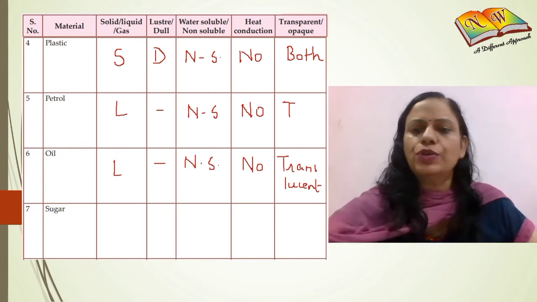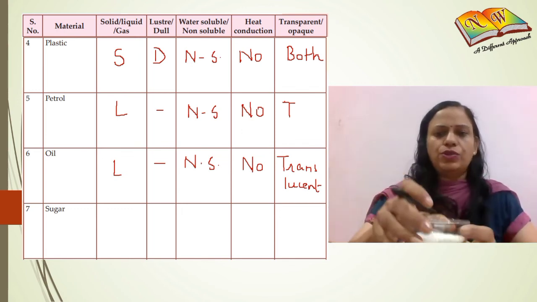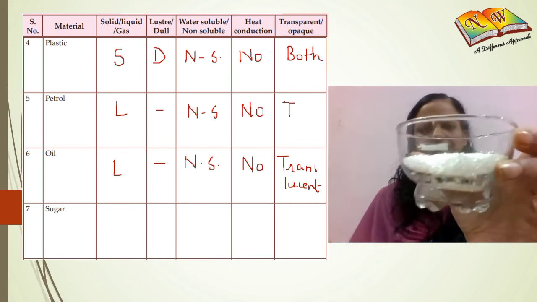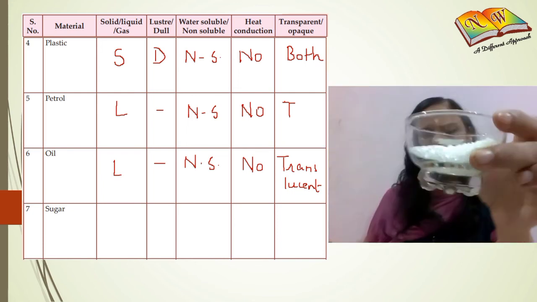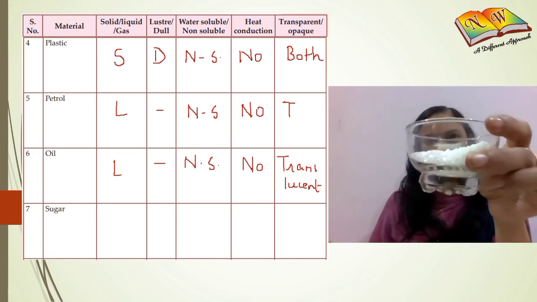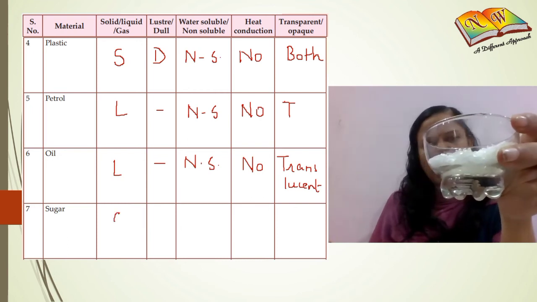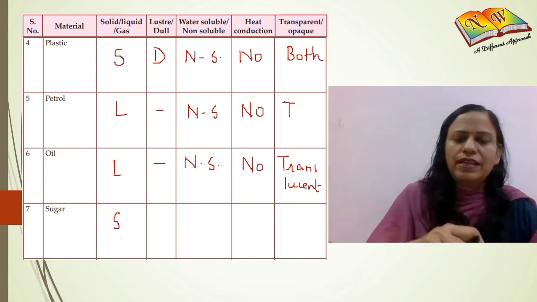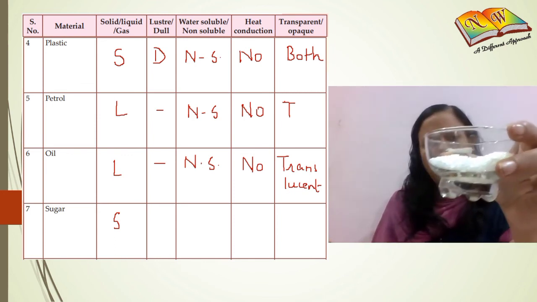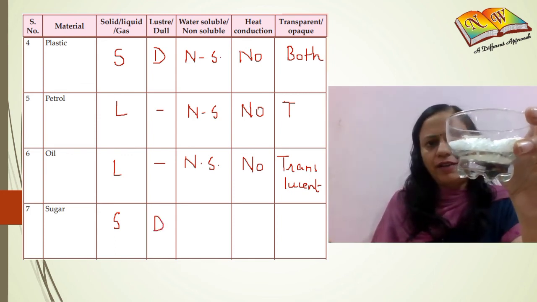Then sugar. So this is sugar. You all have sugar in your kitchen. So you can get hold of some sugar from the kitchen and identify the state. It is a solid. Is it lustrous or dull? No, it doesn't have any shine to it. So we'll put it under the category of dull.